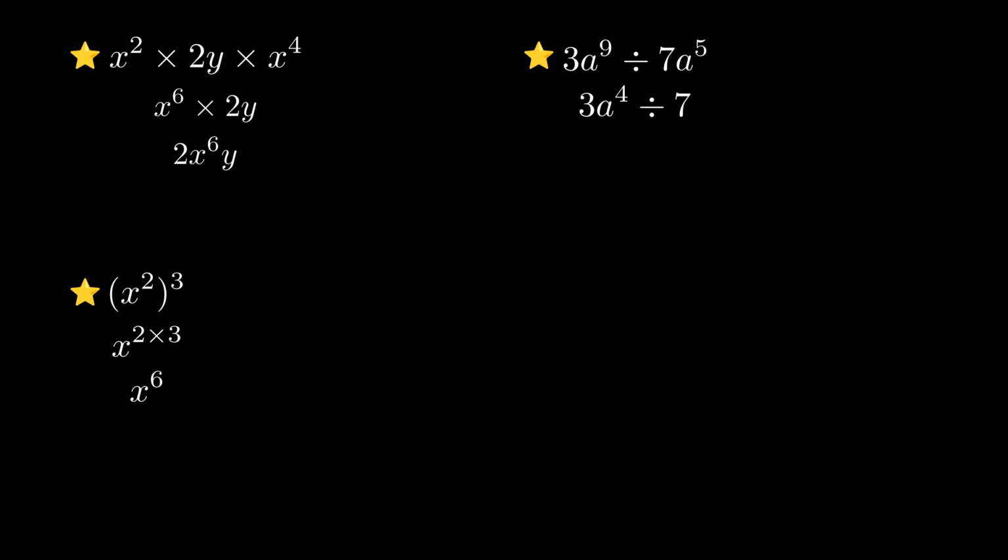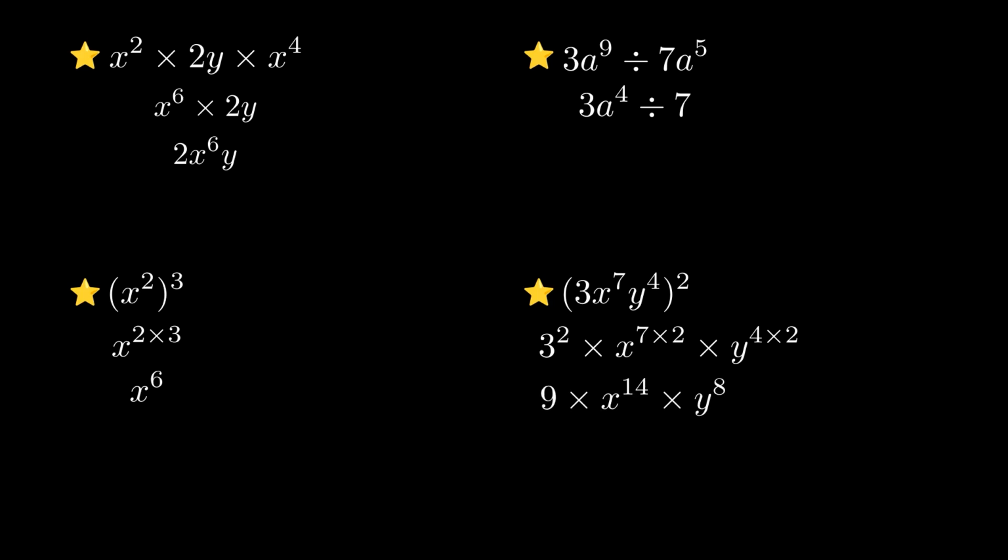Let's look at another example of power of a power. Here we have 3 times x raised to the power of 7 times y raised to the power of 4, all raised to the power of 2. Now we know that when we have a power raised to another power, we multiply the exponents. So let's apply this knowledge to this expression. After simplifying, we get 3 raised to the power of 2 times x raised to the power of 7 times 2 times y raised to the power of 4 times 2, which is equal to 9 times x raised to the power of 14 times y raised to the power of 8.